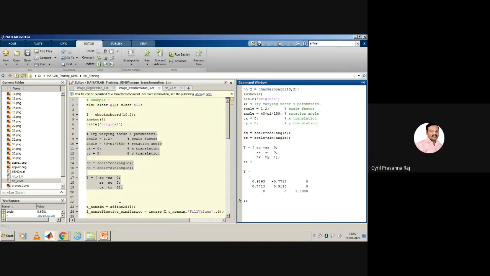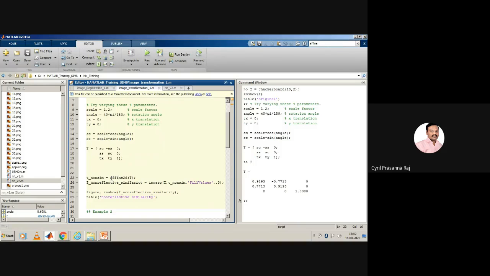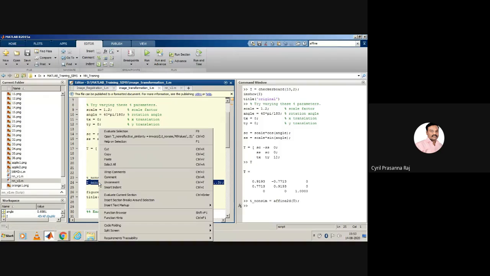Then you define a function called affine 2D. You are performing a concept called affine transformation of T. When you do it, you generate a variable called T non sim. Using that T non sim, you are performing some small warping operations for your image I. Your image I is the checkerboard, and you are using the T non sim parameters that you generated using the affine 2D transform. Let us see what happens because of this.